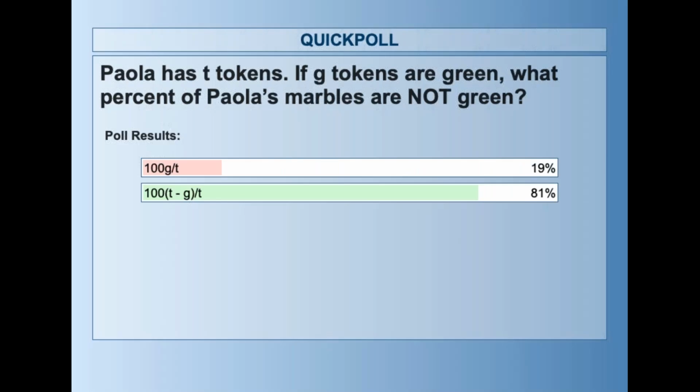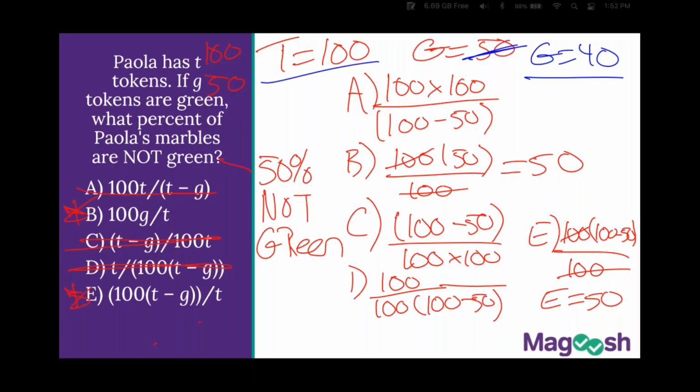Looking pretty good. 4-to-1 split here, and the answer choice E, that 100 times T minus G over T, is the correct answer. The majority has the correct answer here. So how does this work so simply? By changing G equals 40, that means it's not 50 that are not green anymore, but it is in fact 60% that is now not green.